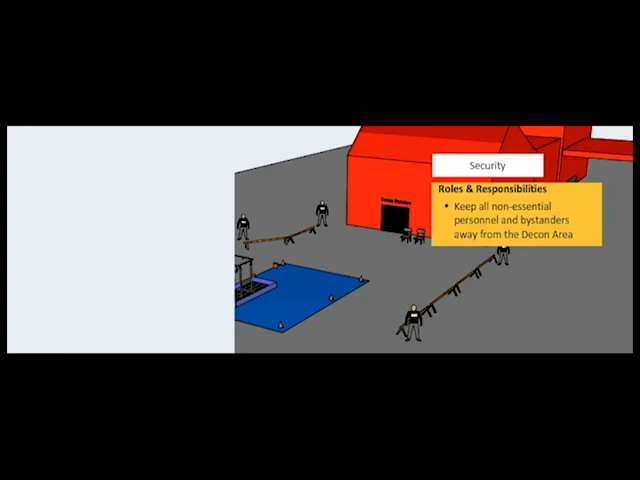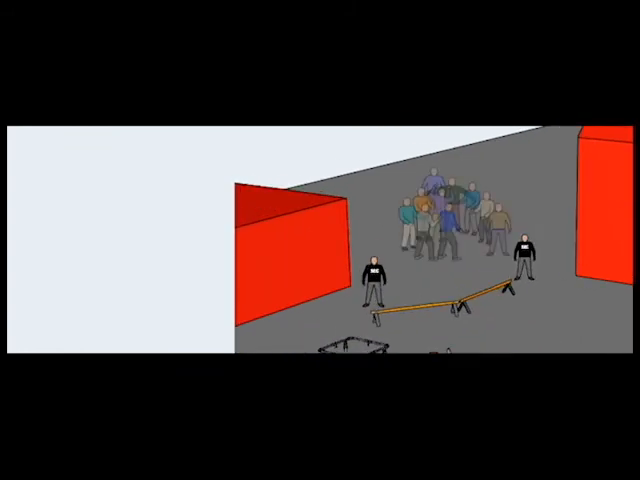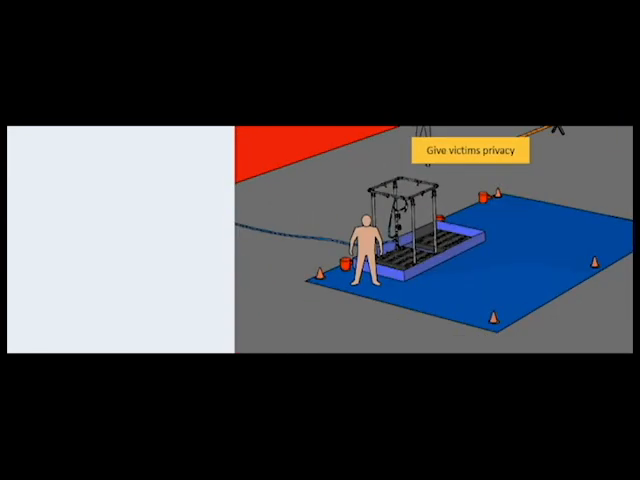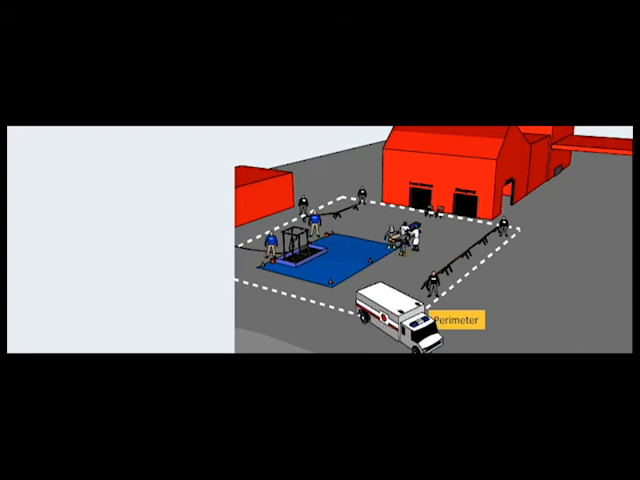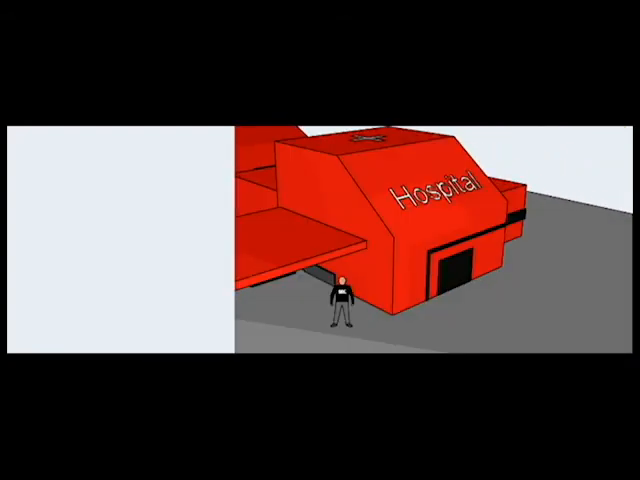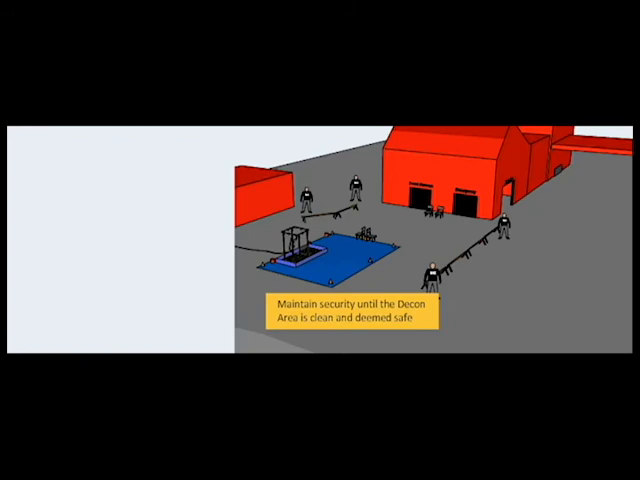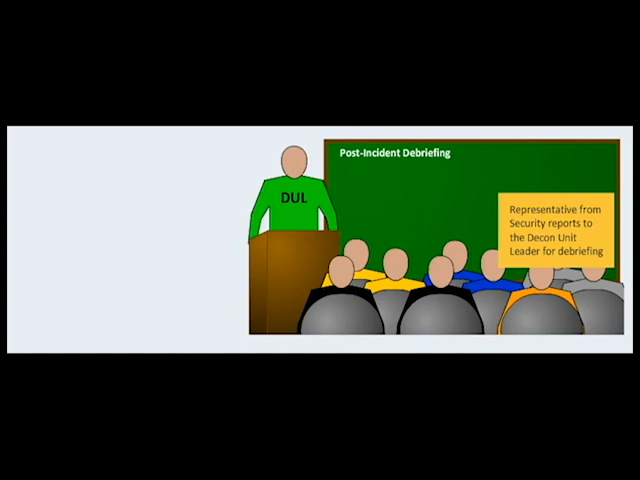Security is responsible for keeping all non-essential personnel and bystanders away from the Decon area. This is done to avoid additional exposures as well as to help shield the victims from onlookers while they are disrobing. Security also establishes a safe perimeter around the Decon area to allow the movement of personnel and vehicles. If necessary, the security officer should reroute ambulance and other non-affected patient traffic to a secondary entrance. They will maintain security until the Decon area is cleaned and deemed safe. A representative from security, like all team members, will report for debriefing after the EDO.